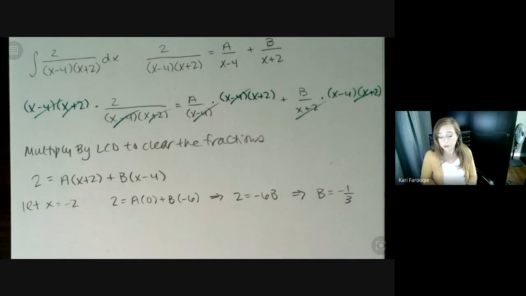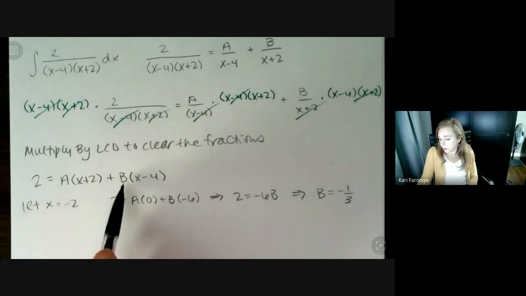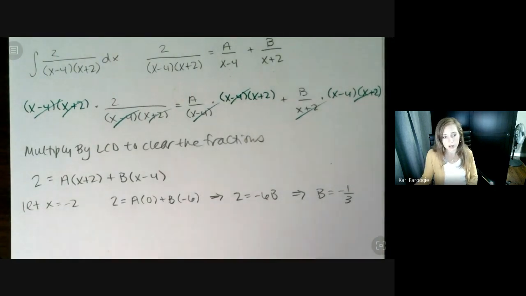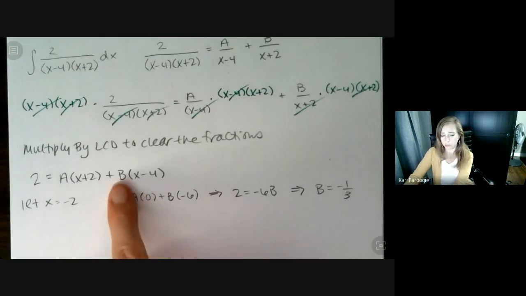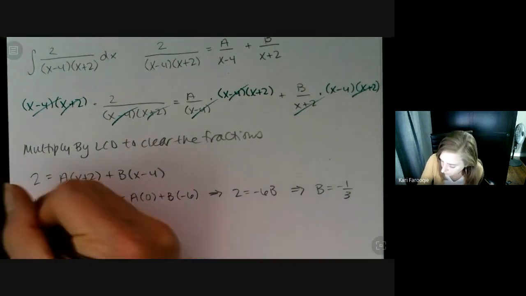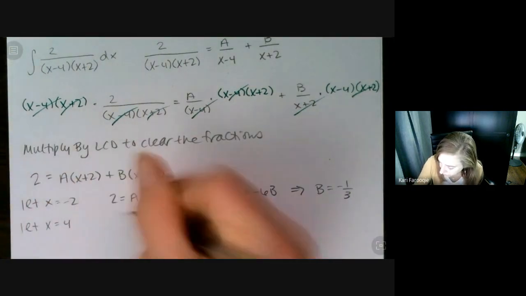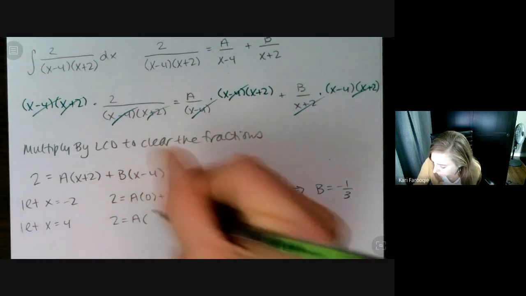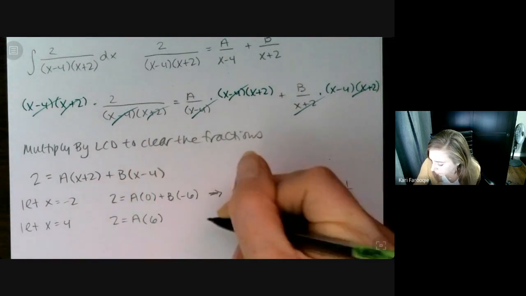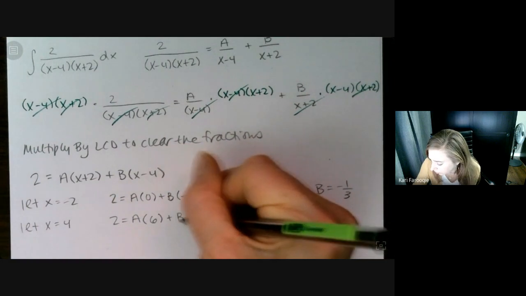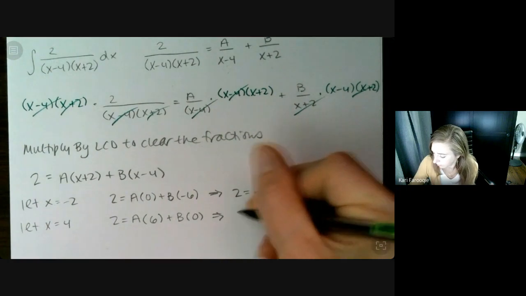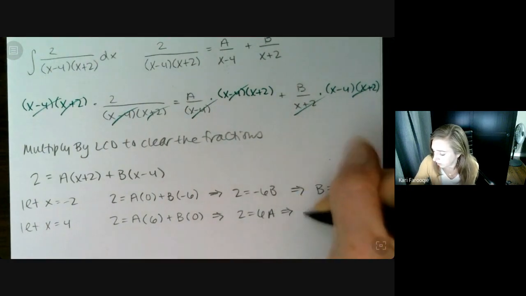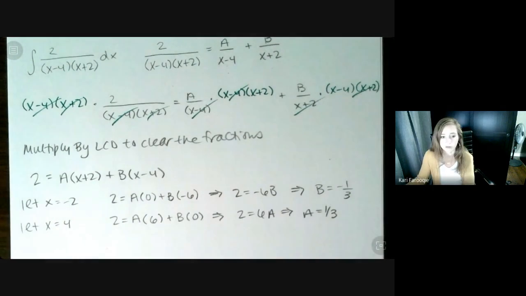Now, if you'd like, you can substitute that in for b and then choose a value for x to solve for a. But if I were you, I would just, again, strategically choose a value, in this case, to eliminate b. So I would say let's let x be 4. And then you'll get 2 equals a times 4 plus 2 is 6, and then plus b times 0. You'll get 2 equals 6a, and then a equals +1/3.